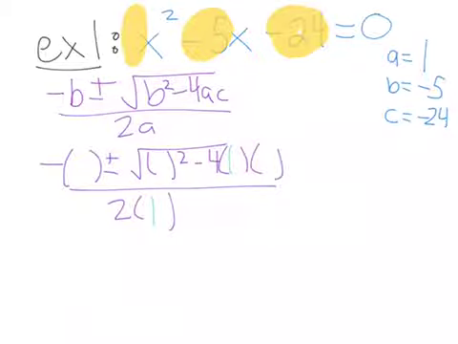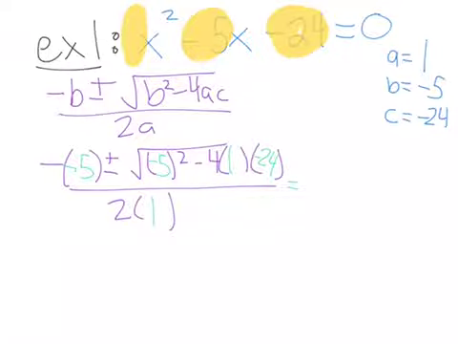Next, let's look for my b values. So my b is a negative 5. So wherever I see a b, I need to put in a negative 5. And my last remaining value is my c value, and wherever I see my c, I'm going to put in a negative 24. From here, we just need to simplify my equation as much as possible.